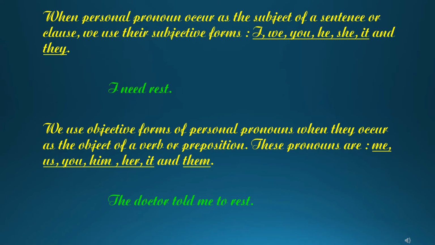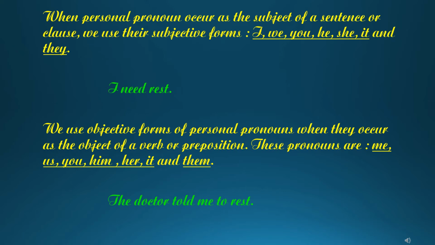A pronoun can be the subject as well as the object of a verb. When a personal pronoun occurs as the subject of a sentence or clause, we use its subjective form. They are I, we, you, he, she, it, and they. Example, I need rest. I is the subject of the verb need.